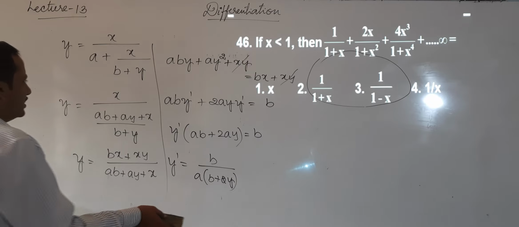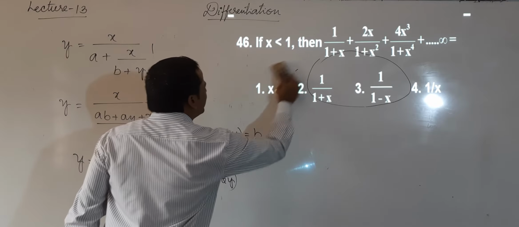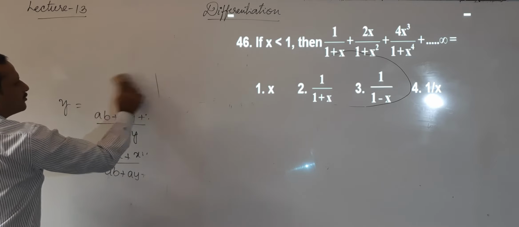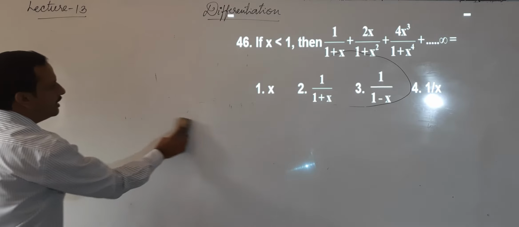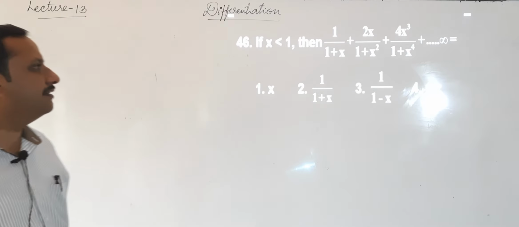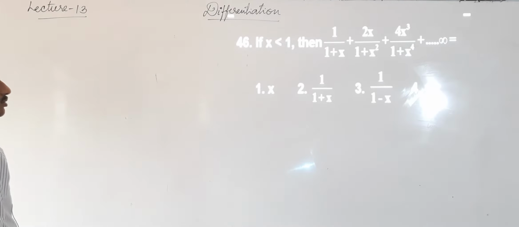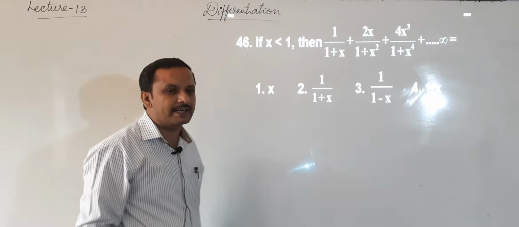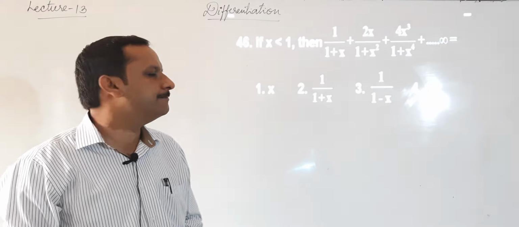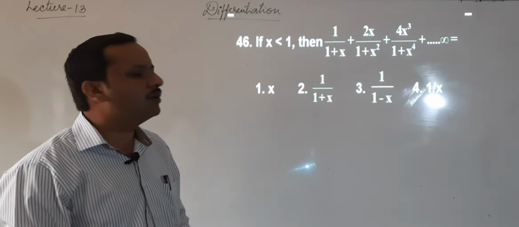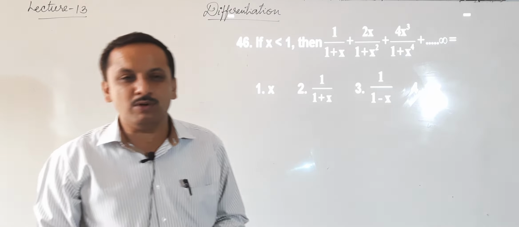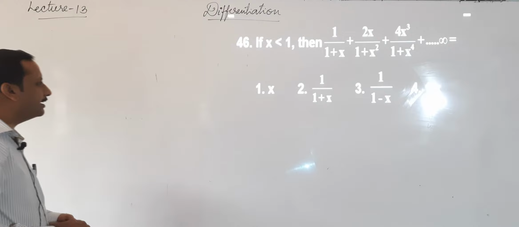Next, 46th question. If x is less than 1, then 1 by 1 plus x plus 2x by 1 plus x square plus 4x cube by 1 plus x power 4 etc. up to infinity. Here they have not asked us to differentiate it. They have asked us to find the value of this expression. That's all. This is not of CET standard. This is well above CET level. Anyway, I will explain what to do. I will tell you.